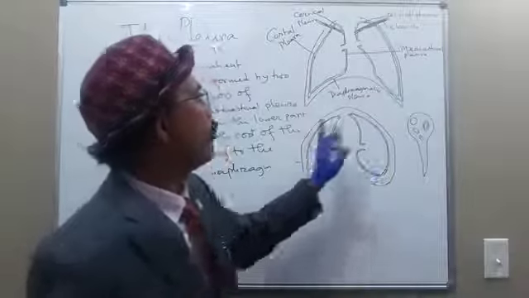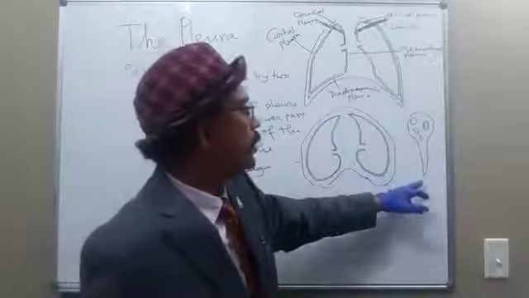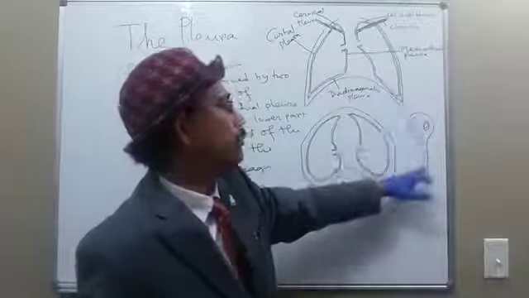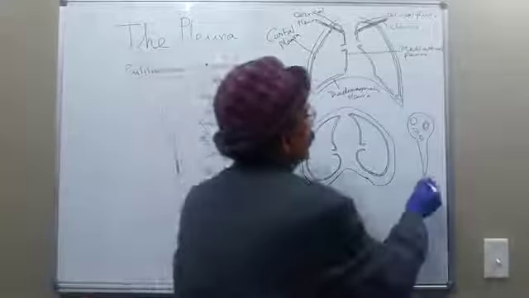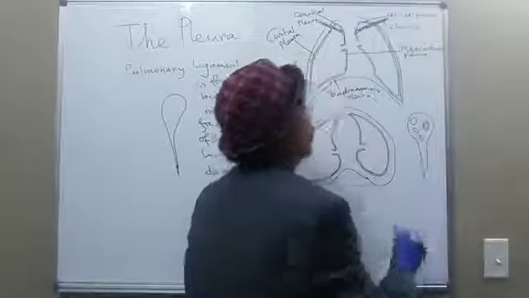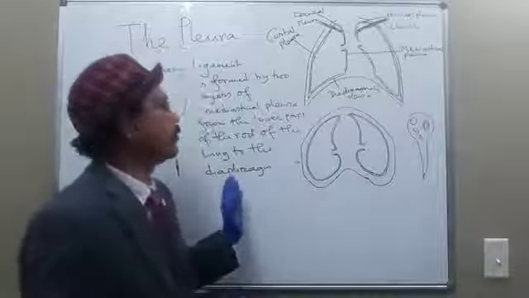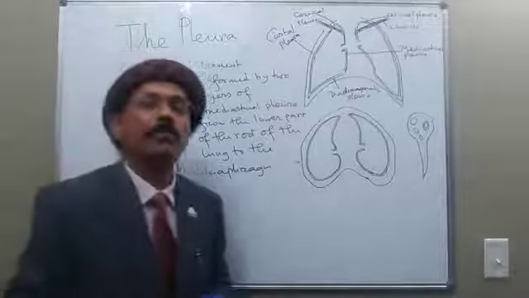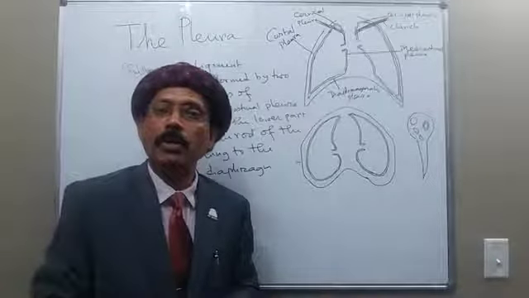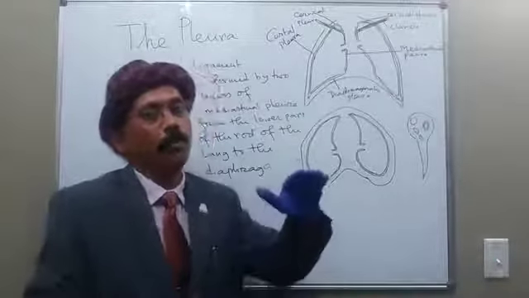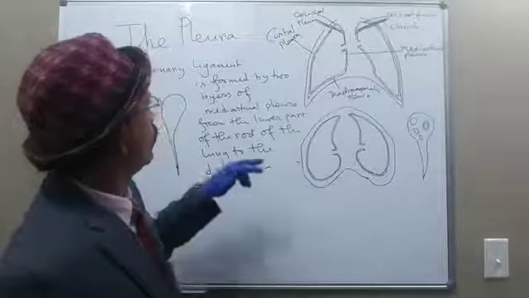Now also, it holds the lung to the diaphragm because this is connected to the diaphragm. Okay, these are the importance of the pulmonary ligament. You must remember it is formed by the mediastinal pleura, extending from the lower part of the root of the lung to the diaphragm.